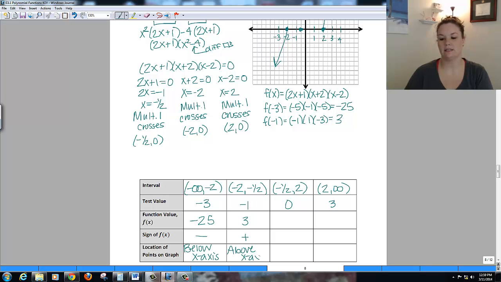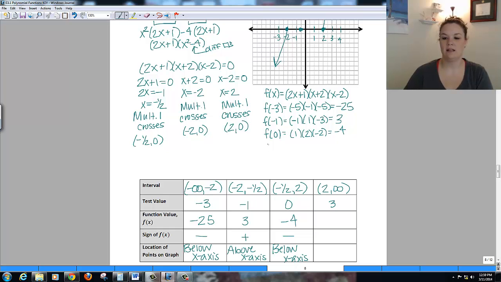Okay. Then I want to do a test point between negative 1/2 and 2, which I pick 0. When I plug 0 in, 2 times 0 is 0 plus 1 is 1. 0 plus 2 is 2. And 0 minus 2 is negative 2, which gives me negative 4. Which means that this is a negative interval, which means that all my y values should be below the x-axis.